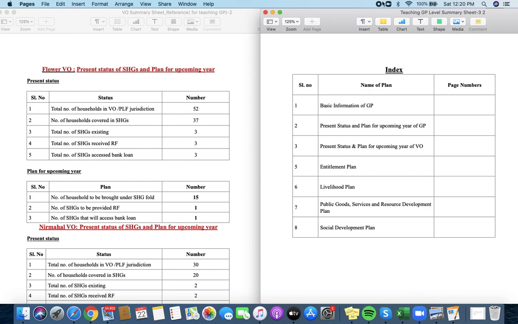This is in a virtual form, hence there are two pages on my screen. When you are doing it in hard copy, you have to imagine that these two pages are on your table.